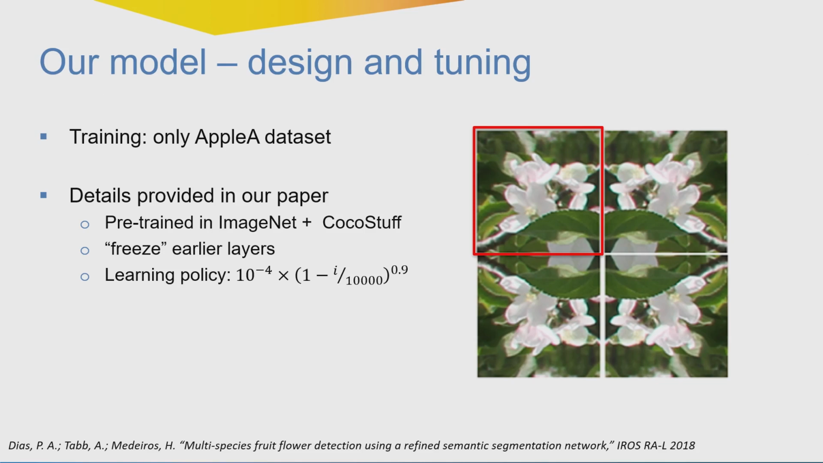You have a low learning rate policy so that your gradient vanishes as it goes deeper and deeper in the network. You just want to change the later layers that are more the higher level features to characterize what a flower is.